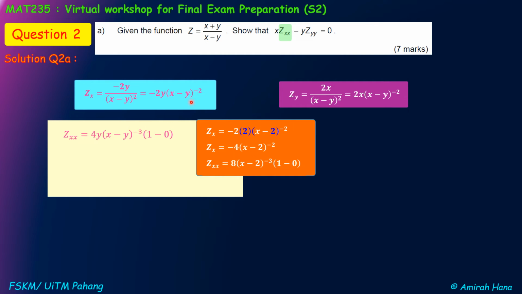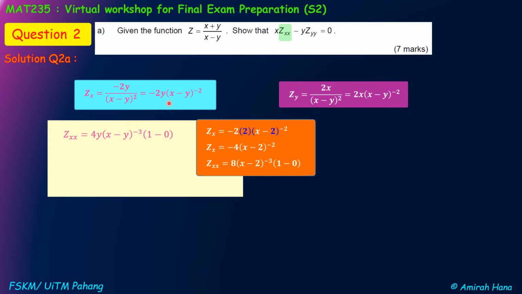Using the same technique, we multiply negative 2 and negative 2y, so we have 4y. Remember, y now we assume as a constant, because we want to find zxx. zxx means we differentiate zx with respect to x. We assume y as a constant. After we multiply this, we copy the function in the bracket like this, and then to the power of negative 3 because negative 2 minus 1.